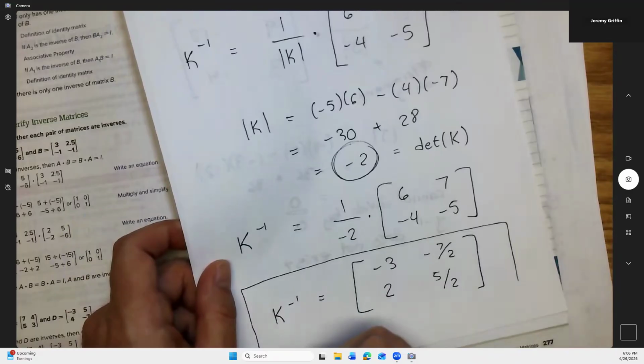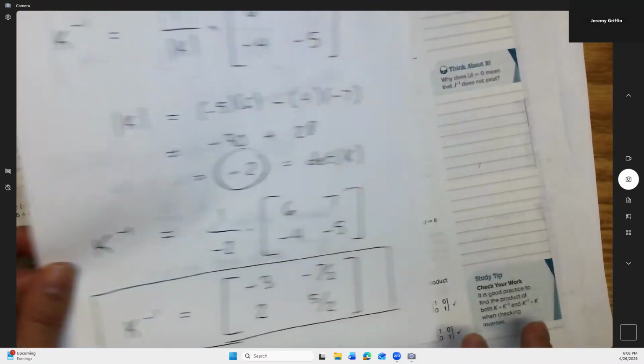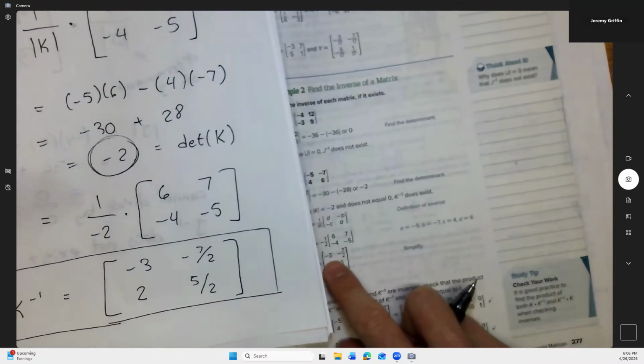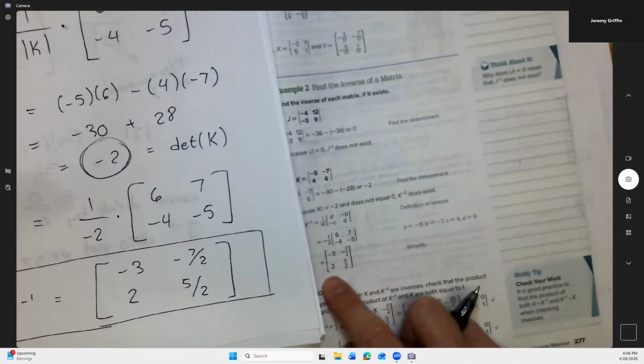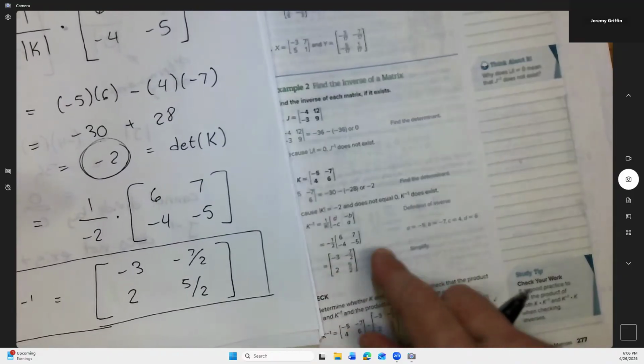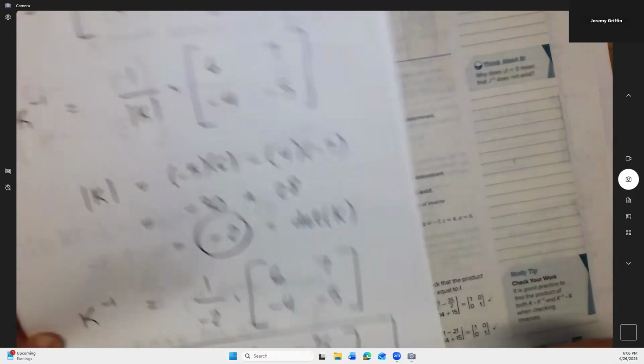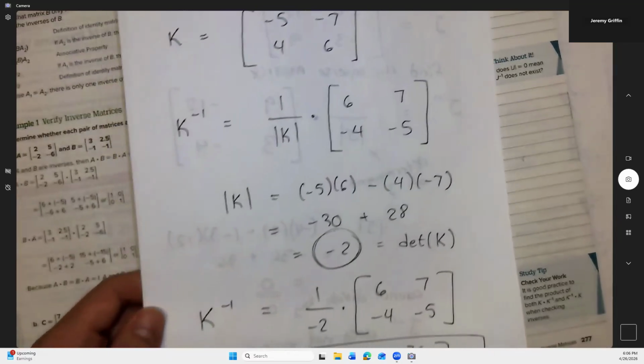Let's check the text and confirm that they got the same thing. I just got -3, and it has 2. Yeah, exactly the same. They even left the improper fractions there. So there you go. There's the process. That's how you find the inverse.